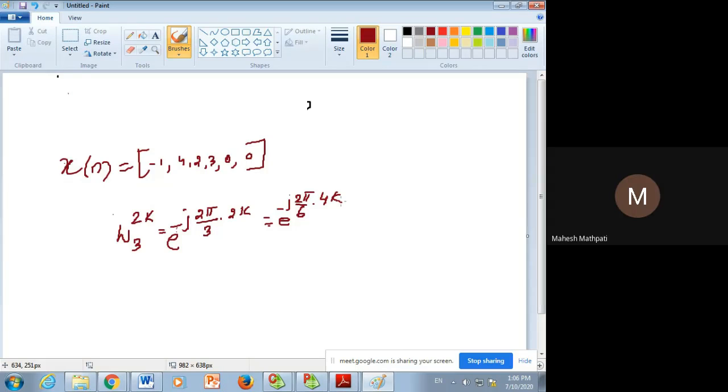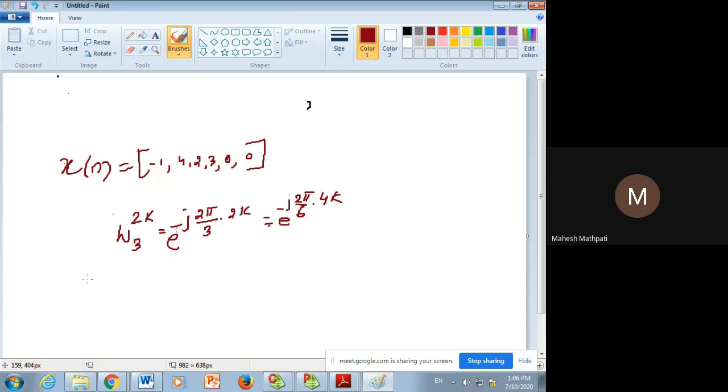So this is a 3-point value to 6-point value I have converted now. Understood? I have understood this. Now we know that.